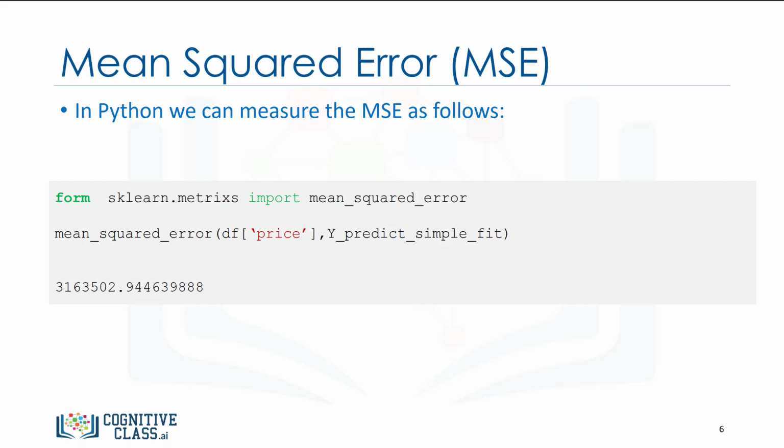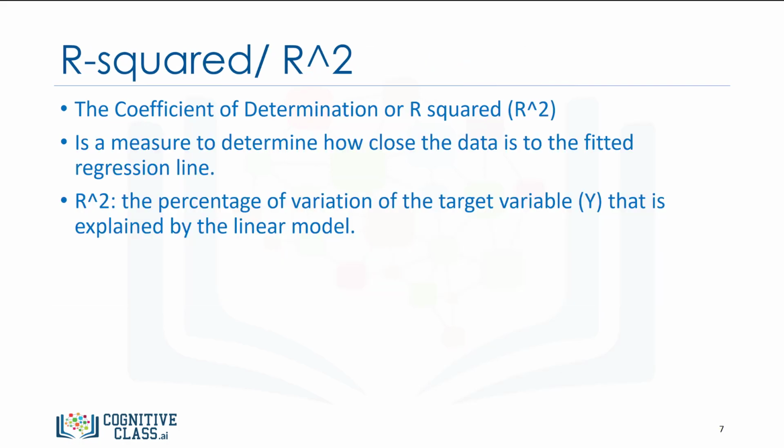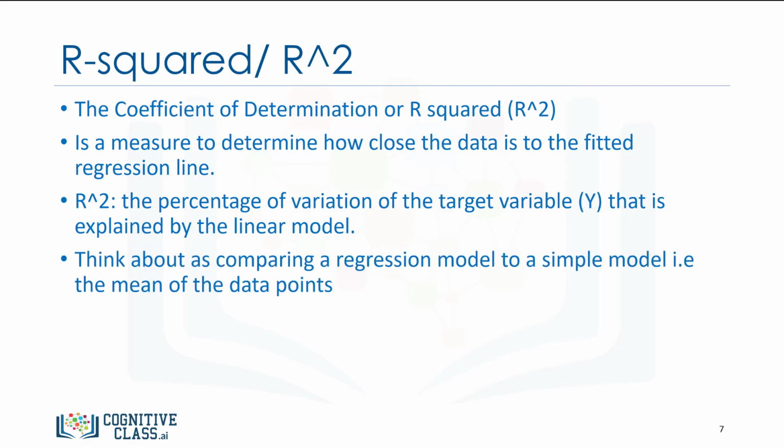R-squared is also called the coefficient of determination. It's a measure to determine how close the data is to the fitted regression line. So how close is our actual data to our estimated model? Think about it as comparing a regression model to a simple model, i.e. the mean of the data points. If the variable x is a good predictor, our model should perform much better than just the mean.